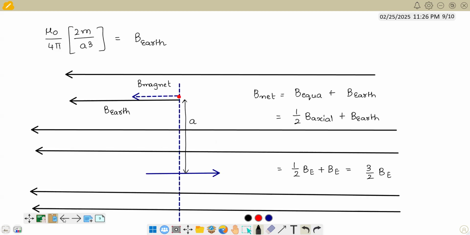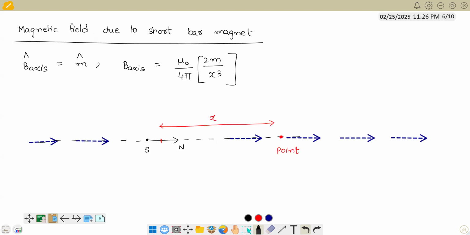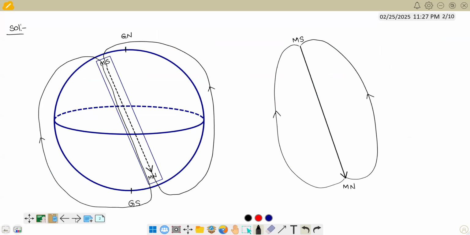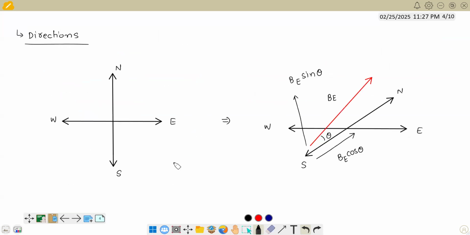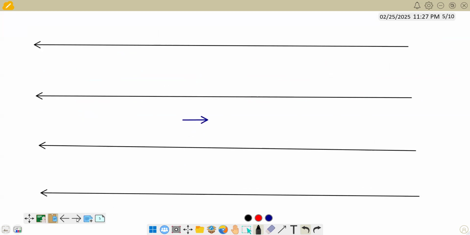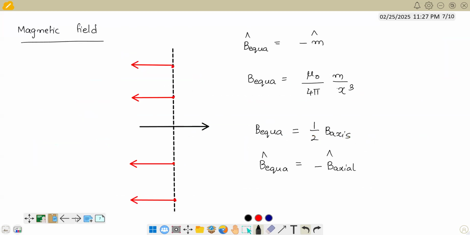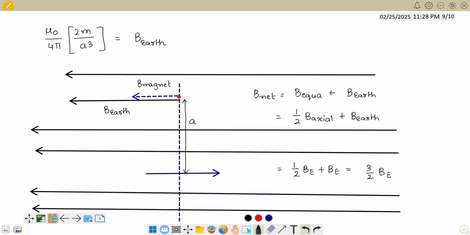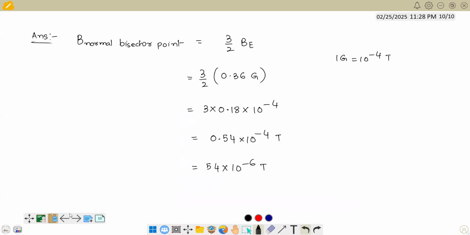So this is the overall concept of the given problem, and this is how we are supposed to solve it. Remember, if you know all these things, like whatever I explained, what you mean by Earth's magnet, what you mean by dip, and what you mean by the poles, we can directly solve it in a single go. Like initially, as soon as we read that there is a null point at this distance, that means B Earth is equal to B of the magnet, and we want it on the normal bisector, so it will be B by 2 plus BE, so 3 by 2 BE. We can do it in a single step, but I wanted to explain the entire concept in detail.